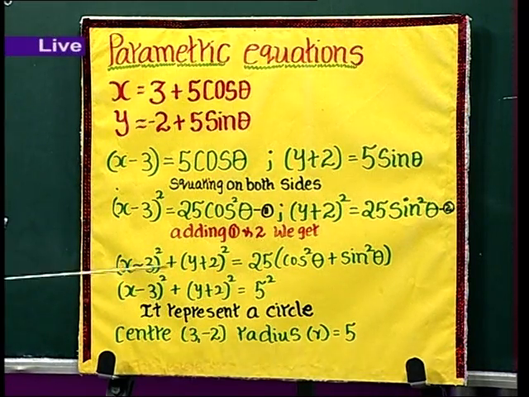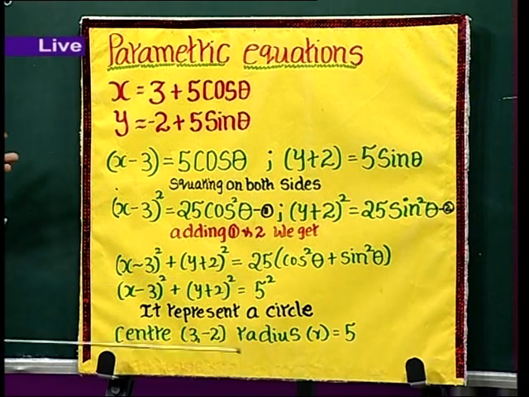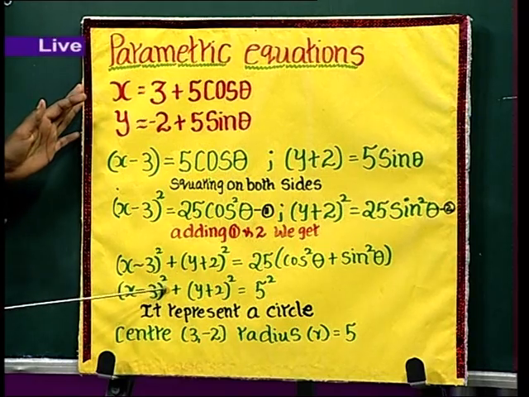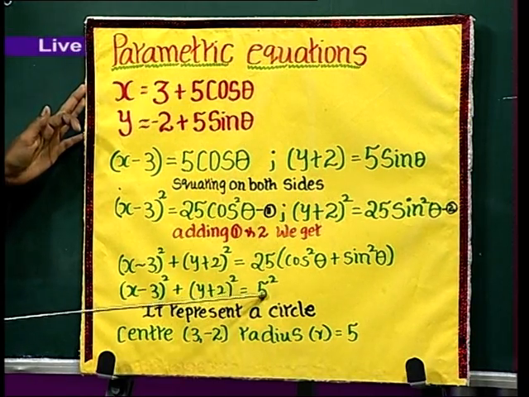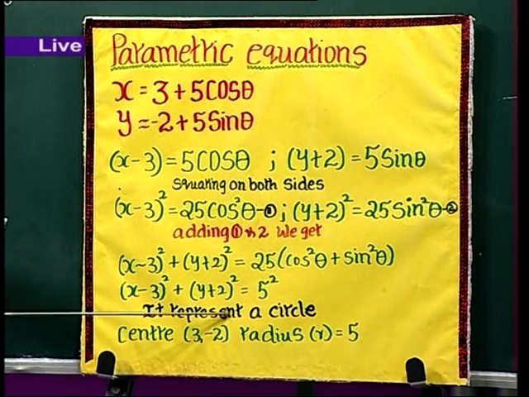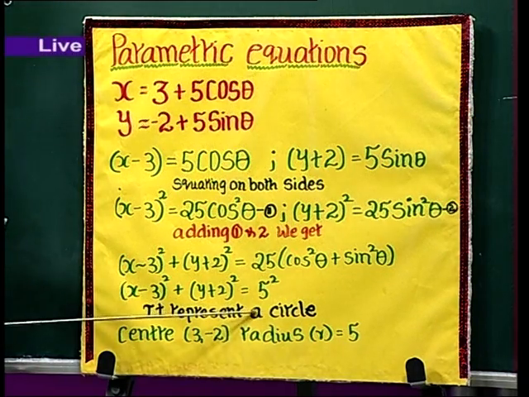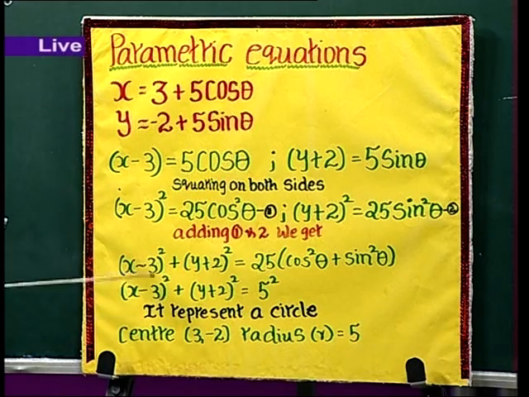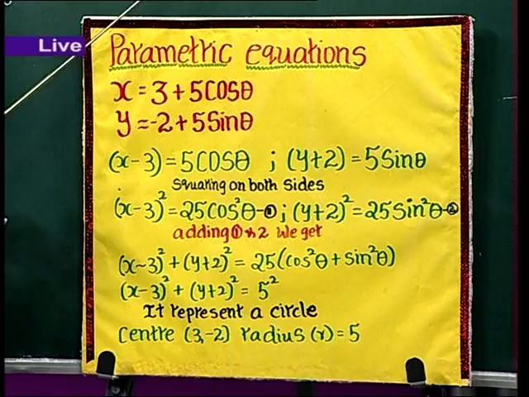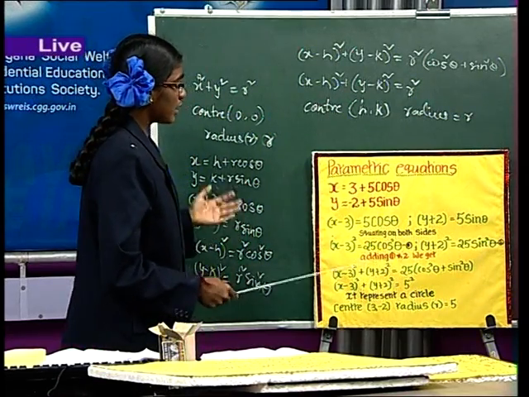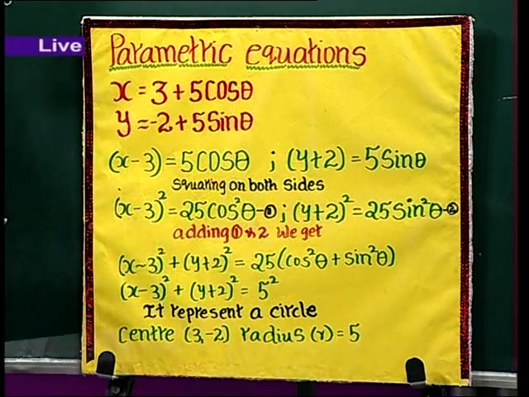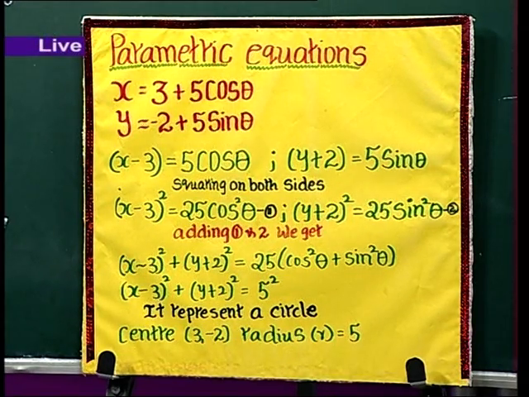The square root of 25 is 5, so we write it as 5 square. Therefore, x minus 3 whole square plus y plus 2 whole square is equal to 5 square. It represents a circle. Comparing this equation to the standard form, x minus h whole square plus y minus k whole square, we get the center 3 comma minus 2 and the radius r equals 5. Are you clear about this?